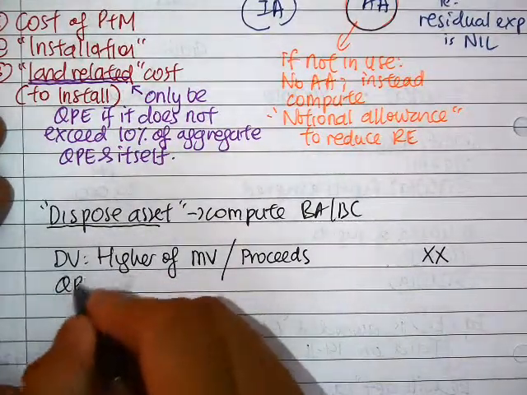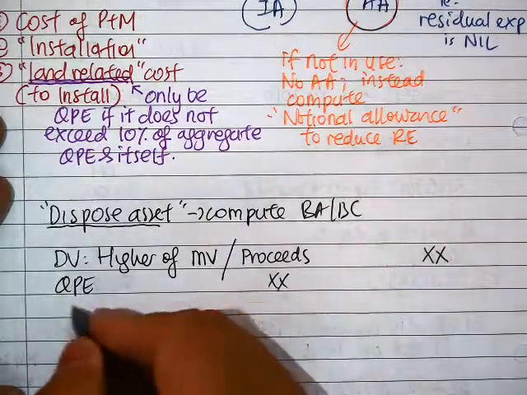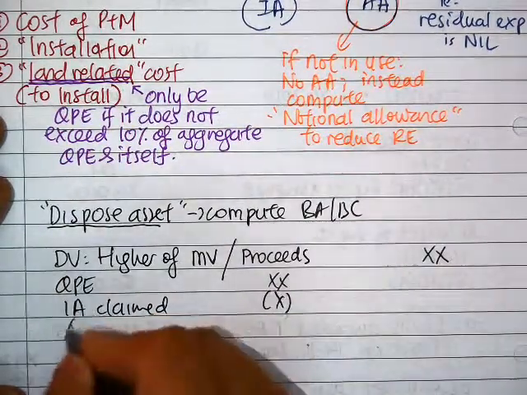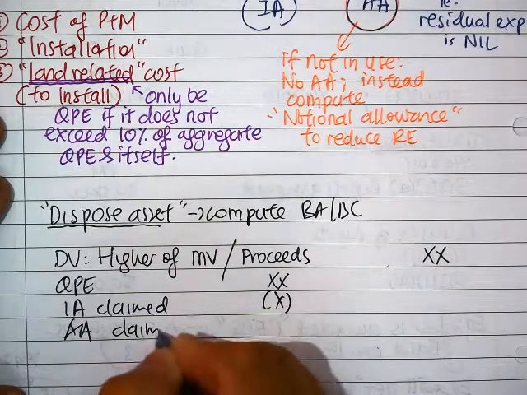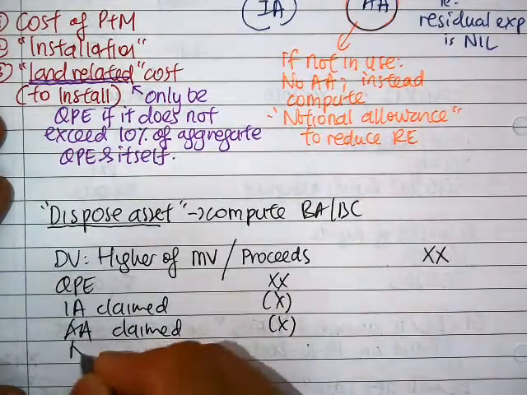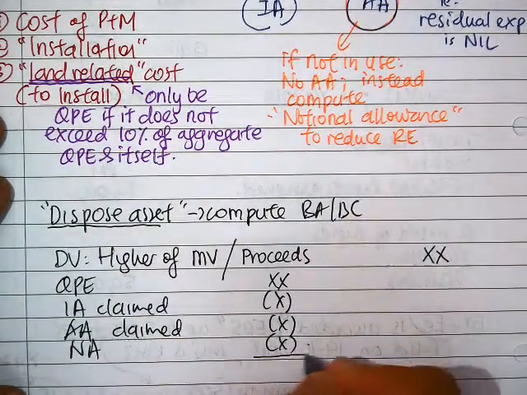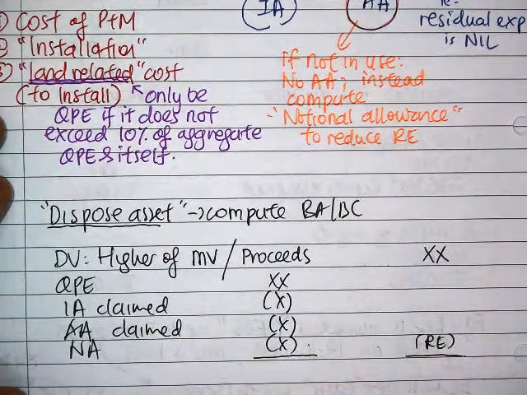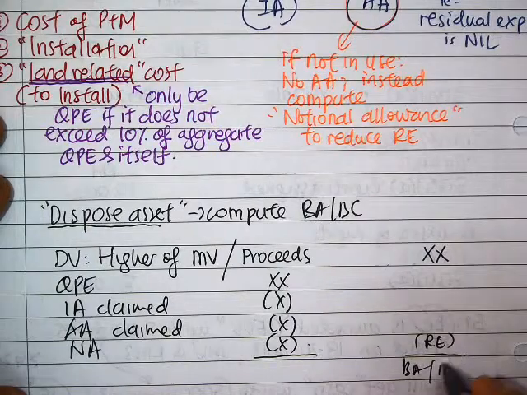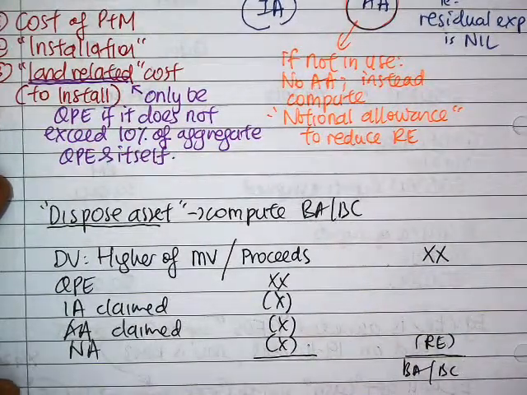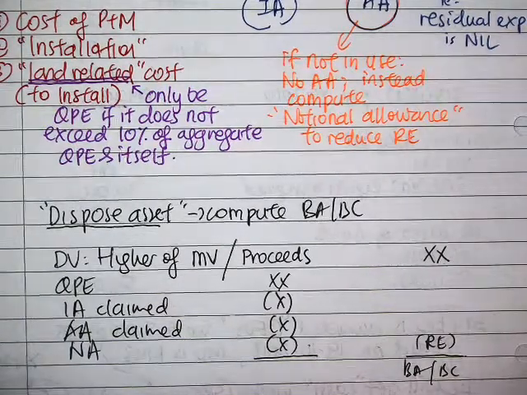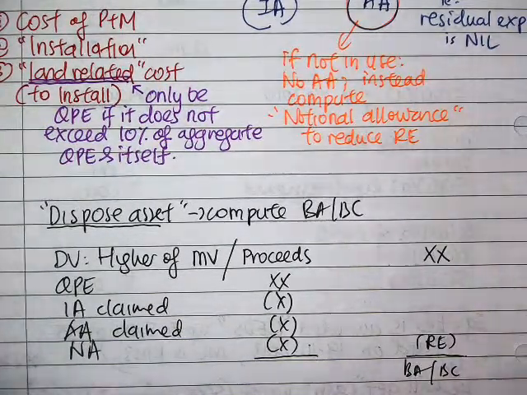And you're going to minus your RE. RE is your QPE minus IA, AA, and NA, right? So that will be your RE. Then you get BA or BC. So the ordinary way of looking at CA is like that. Now we're going to move a bit further.